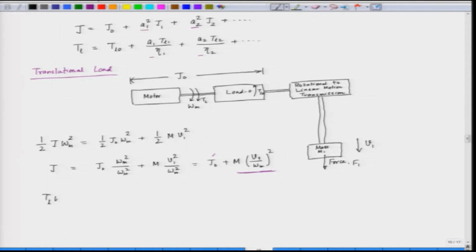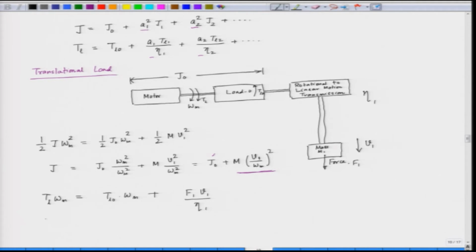Now, what about the effective load torque? If you want to see the effective load torque, we have to see the power seen by the motor. So, the power seen by the motor is T L into omega m. Now, this power consists of the power of the load, that is T L naught into omega m, and the power of the translational load, that is force F 1 into the velocity v 1, but this is having a coupling efficiency eta 1. So, we have to divide by the coupling efficiency, that is eta 1.